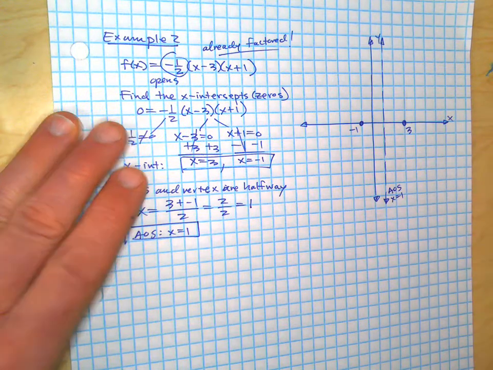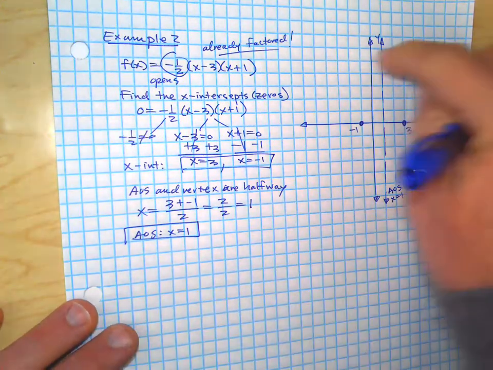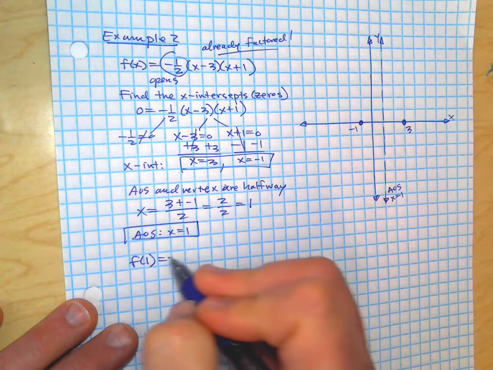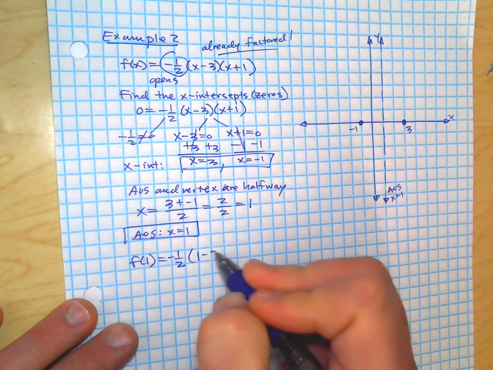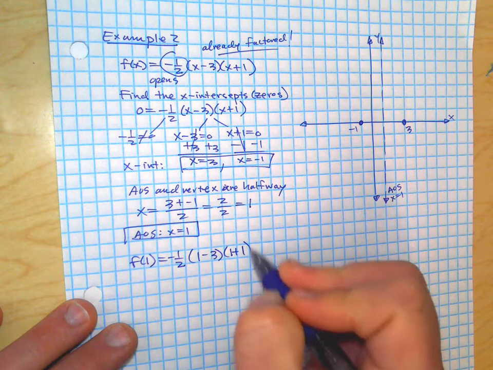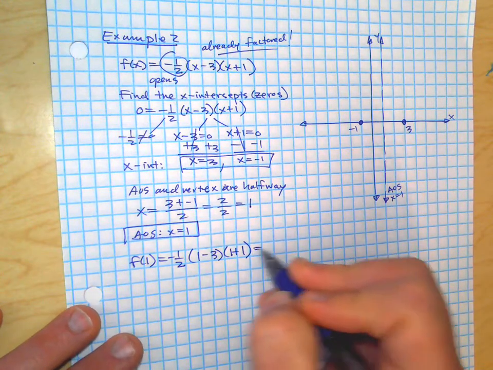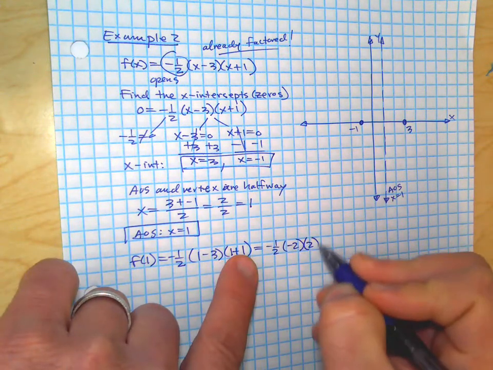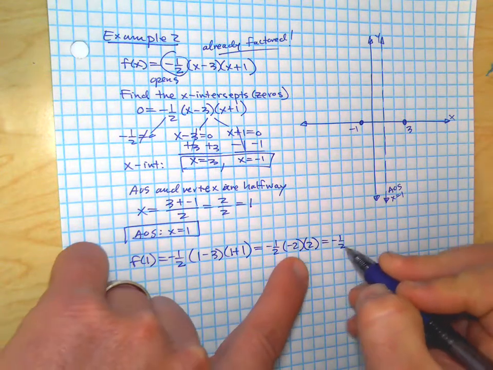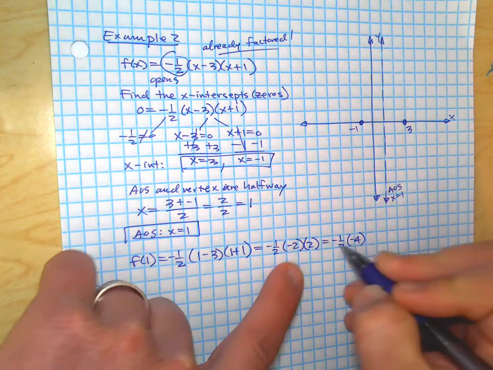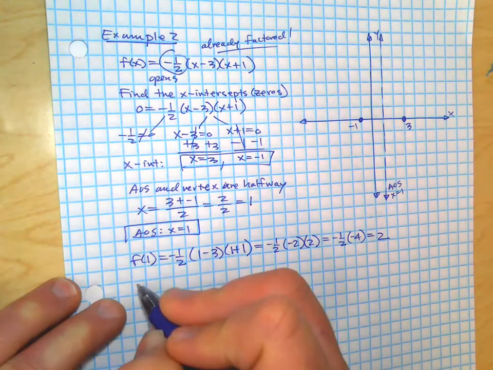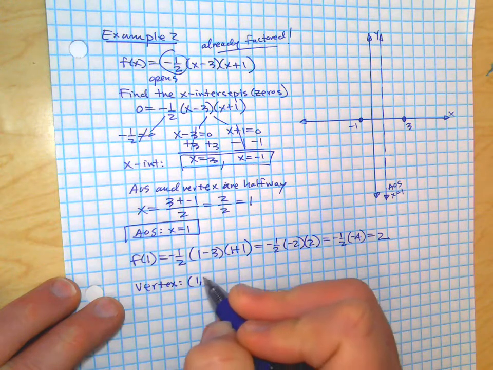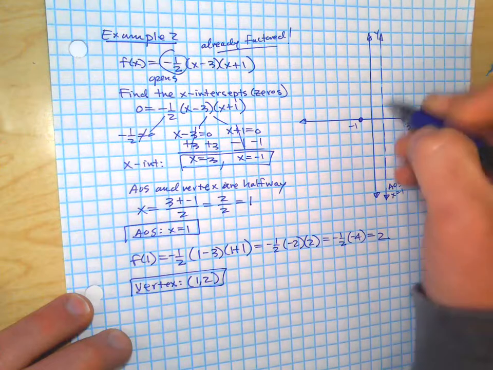AOS, x equals 1. The vertex is on that line, so we use that and plug it back into the original function for all the x's to find the y that goes with it. So it's going to be negative 1/2. 1 minus 3 is negative 2. 1 plus 1 is 2. Negative 2 times 2 is negative 4. 1/2 times negative 4 is positive 2. So the vertex is at 1, 2.